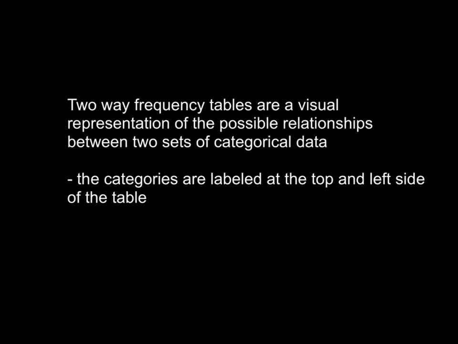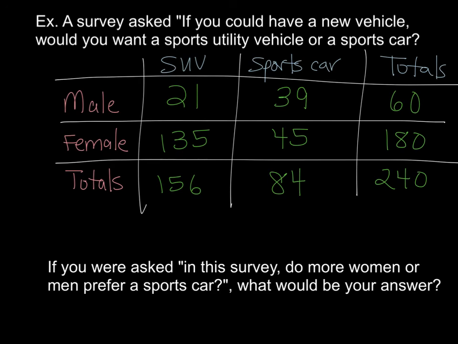Two-way frequency tables are a visual representation of the possible relationships between two sets of categorical data. The categories are labeled at the top and the left side of the table. All right, this example says a survey asked if you could have a new vehicle, would you want a sports utility vehicle or a sports car? And as you see in the table, it was separated by male and female, giving you the answers of the males who chose SUV, the males who chose sports cars, the females who chose SUV, and the females who chose sports cars, and the totals.